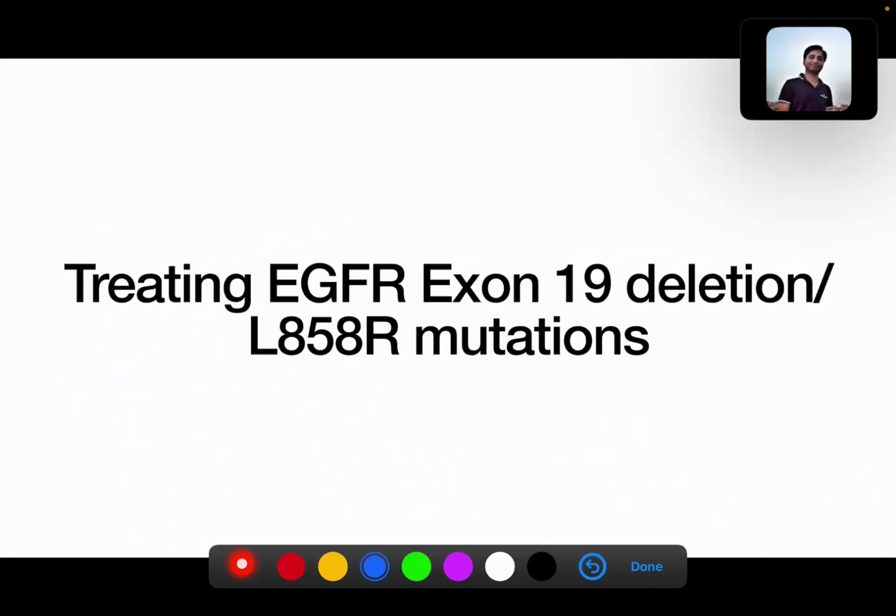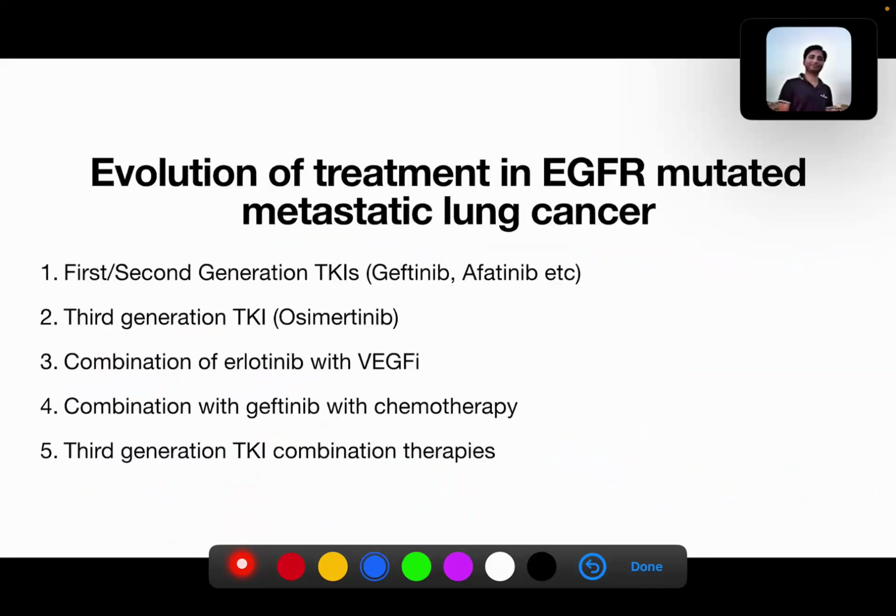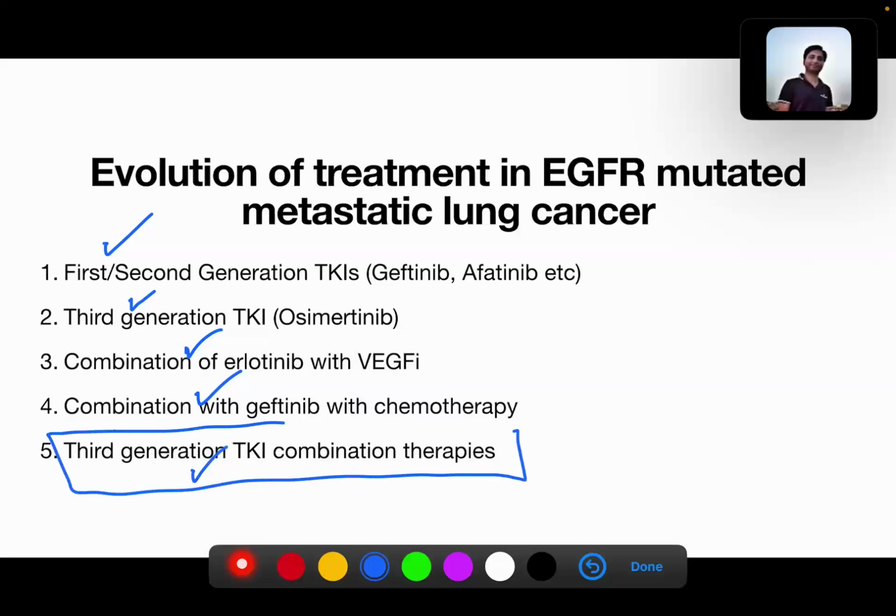So let us come to treating the most common set of EGFR mutations, that is exon 19 deletion and L858R mutations. We'll be talking about the first and second generation TKIs, then the third generation TKIs, then combination therapy. So the combination of erlotinib with VEGF inhibitors, the combination of gefitinib with chemotherapy, and then of course the third generation TKI combination therapies, which is currently the standard of care.